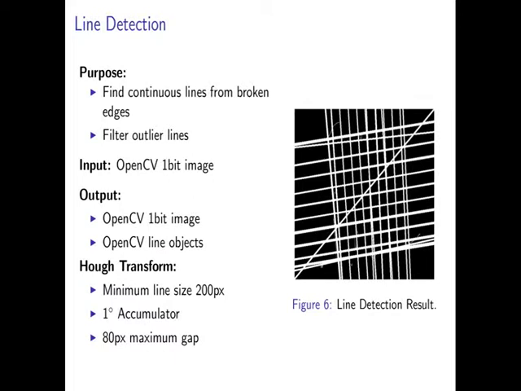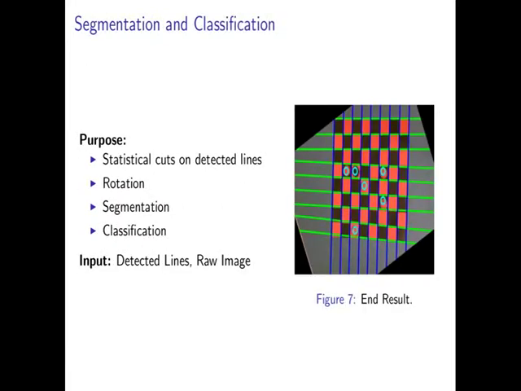The Hough transform is the tool of the trade here. The minimum line size is about 200 pixels. I use a 1 degree accumulator, and I get a picture kind of like this. As you can see, there's a lot of false positives here, and this line over here doesn't really have anything to do with anything. And finally we go to segmentation and classification.